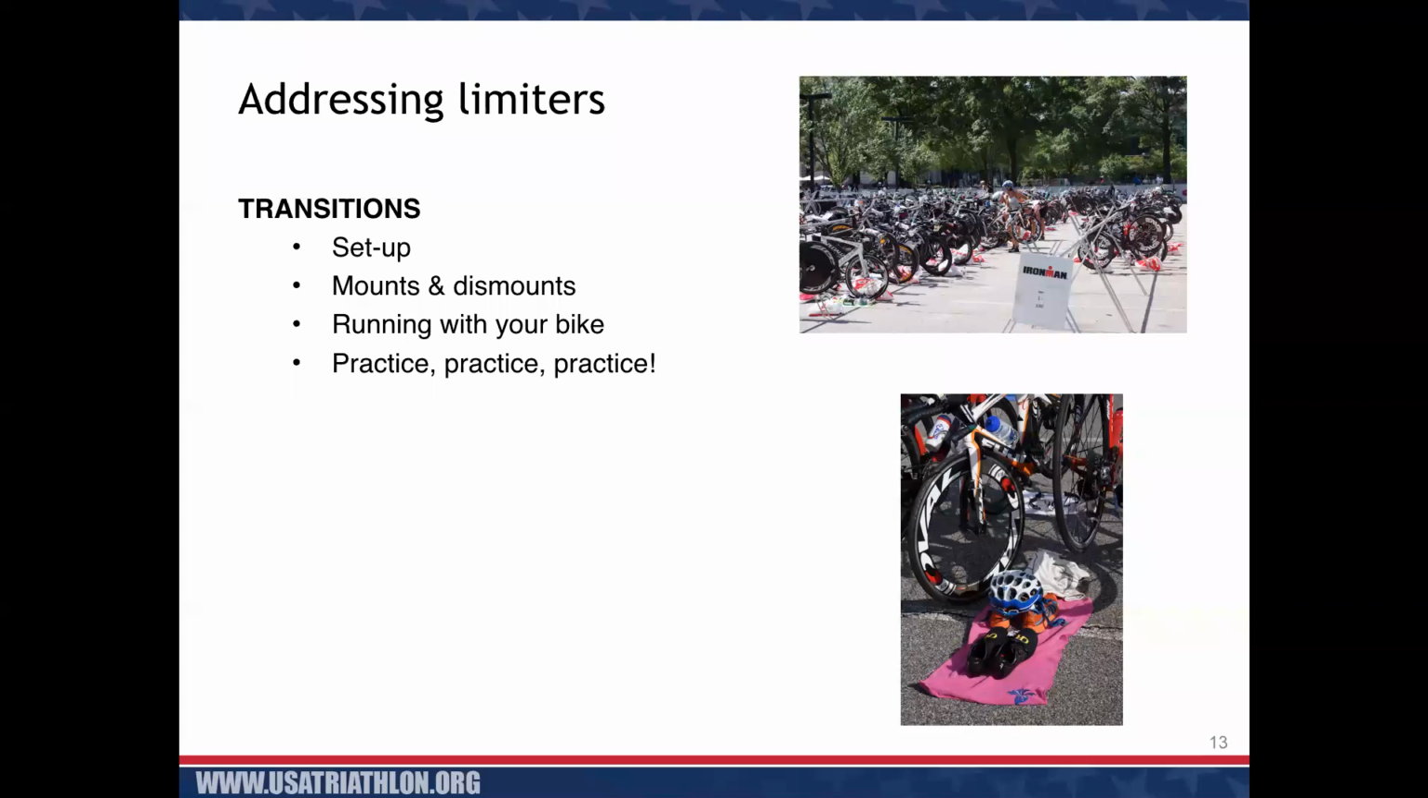Mounts and dismounts can save a lot of time. How to run with your bike. With transitions, the more you can practice them, the more seamless it becomes, the more part of the race it becomes. One discipline flows into the next, and you really don't skip a beat.